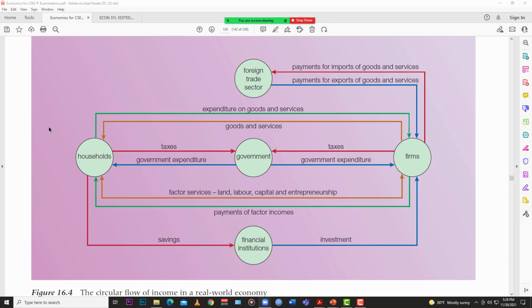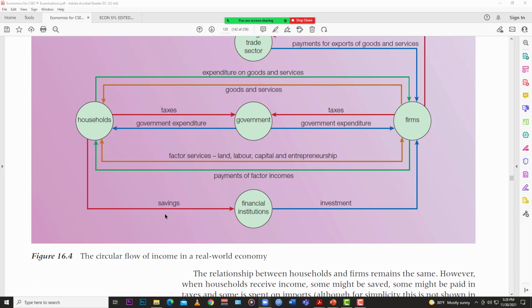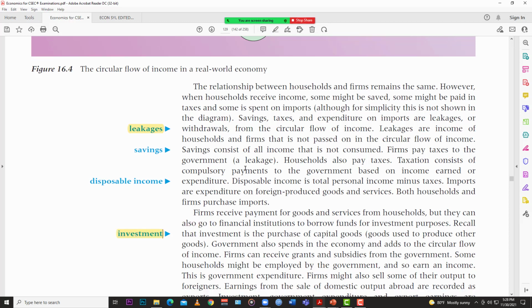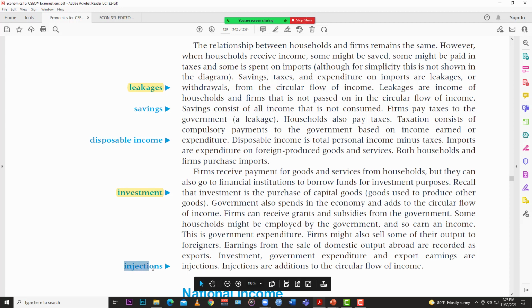So let's look at it from the household's perspective. Now keep these words in mind: linkages, investment, injections, even savings. Yes, savings. Keep them in mind when we're looking at the diagram above. So we have leakages, savings, investment, and injections. Keep them in mind for when looking at the diagram above.